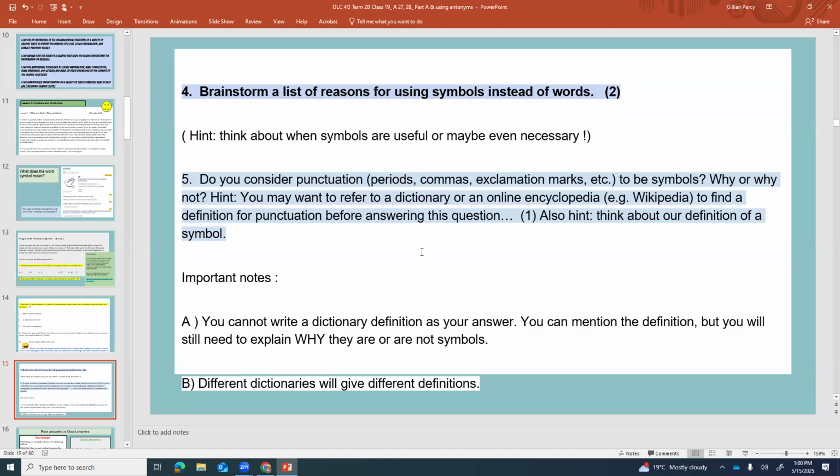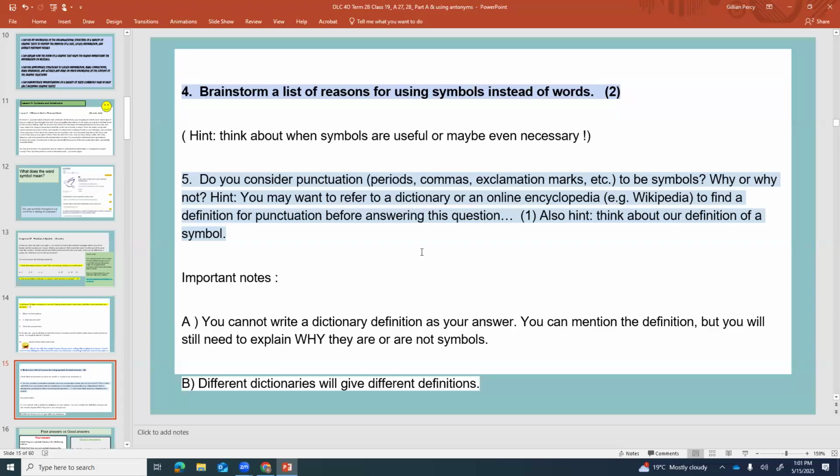I would also think about what we talked about as our definition of a symbol. Now, occasionally I get students who will just write me out a dictionary definition. That isn't actually an answer. Okay, I need your answer in your words. You're certainly welcome to mention the definition if you want to, but then you would still need to explain why you consider it correct or incorrect and why you consider punctuation to be symbols or not symbols.